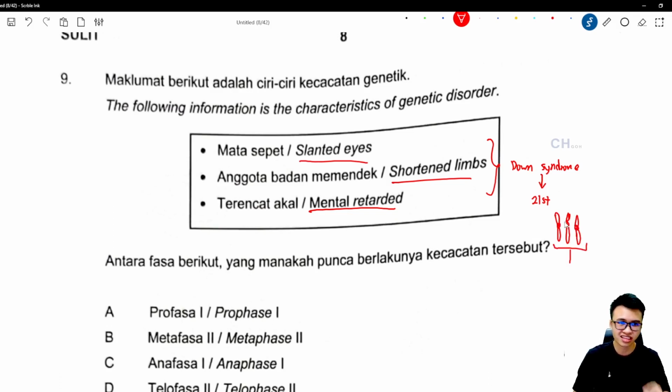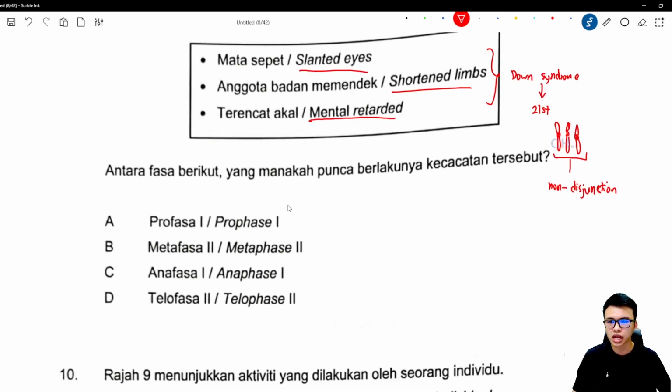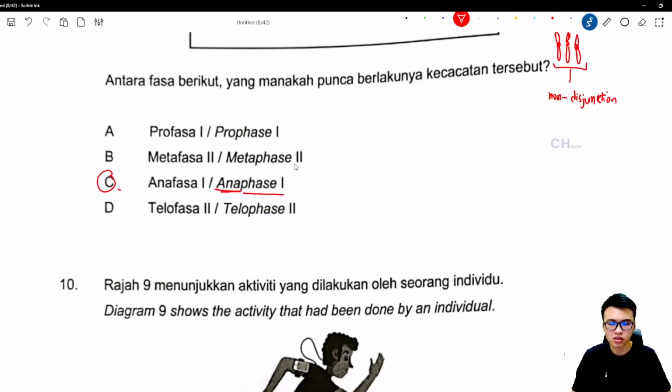So what is the cause that leads to Down syndrome? We have a word called non-disjunction. Non-disjunction always happens in the anaphase. So the answer is C for this question. It could be anaphase 1. So let's say in the future, in SPM, maybe they give you another option called anaphase 2. So anaphase 2 could be correct as well, because non-disjunction happens in anaphase 1 and anaphase 2.